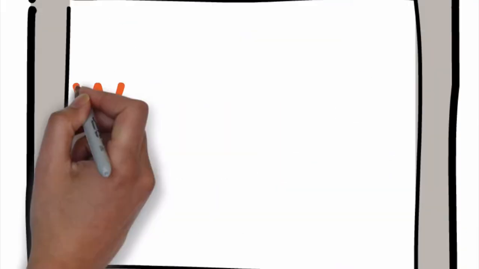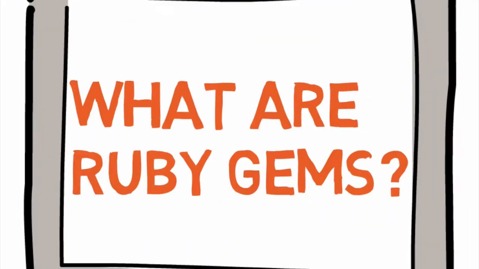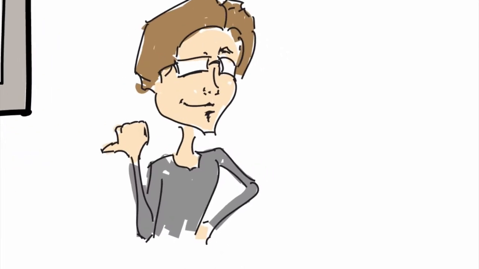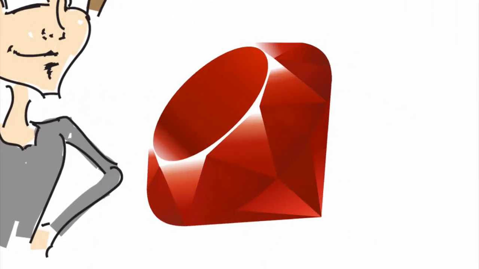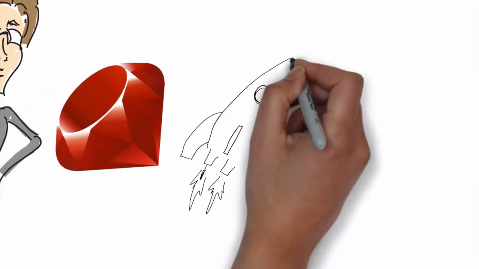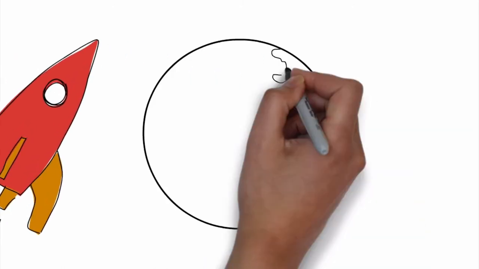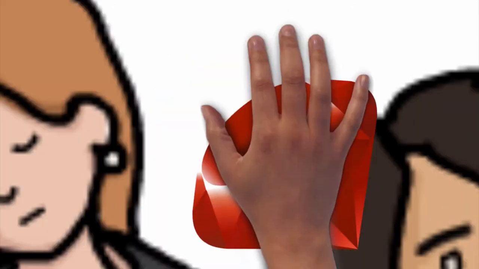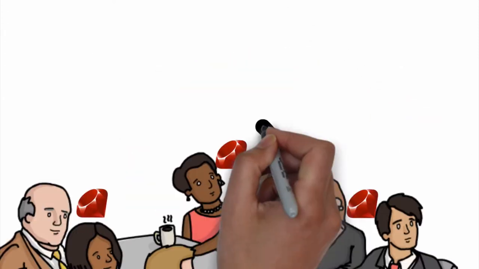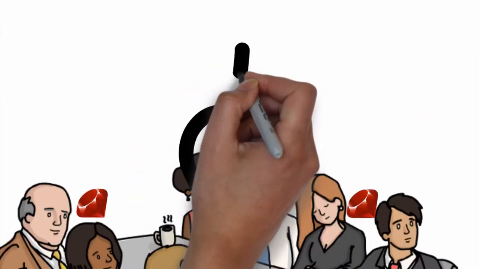I recently released a video titled, What are Ruby Gems? Just to recap, when developers come up with a useful feature, they package it up as a Ruby gem and they make it available for everyone else to use. Thousands of developers have created thousands of gems. Part of being a successful Rails developer is being a good gem hunter.